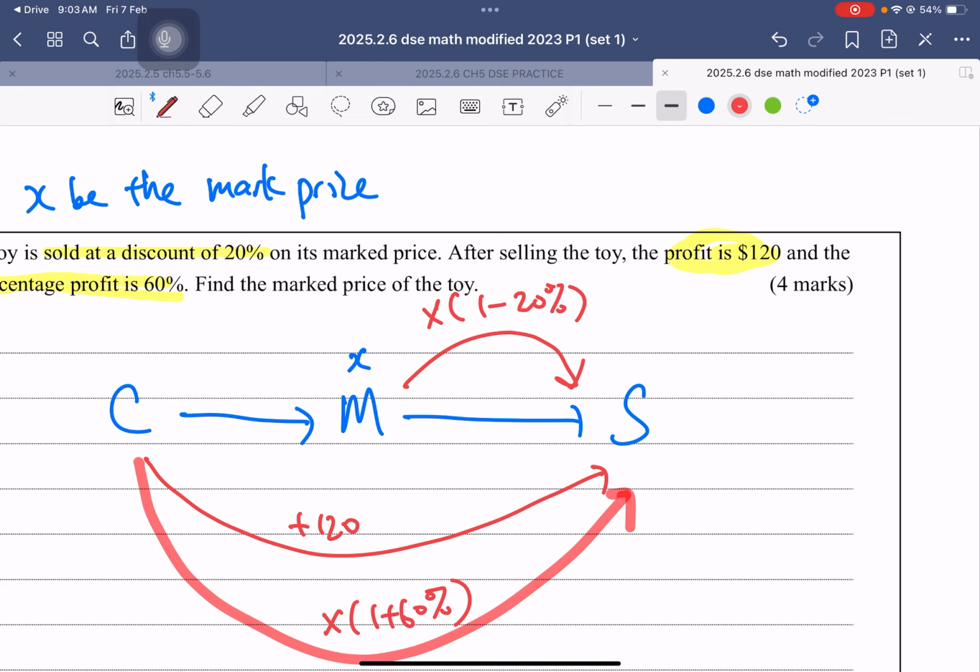Just remember, when you see the percentage, it's times. If that is just profit, then it's plus or minus.